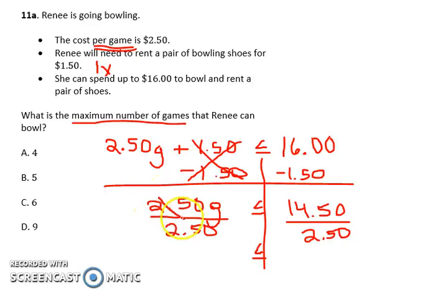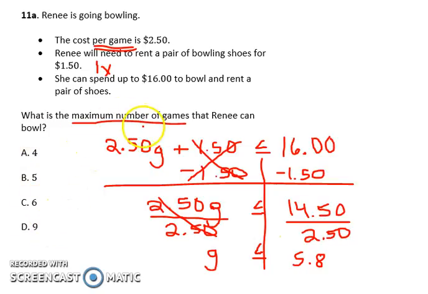2.50 divided by 2.50 cancels out. I'm left with just the G, less than or equal to 14.50 divided by 2.50, which is 5.8. Huh. 5.8 is not an answer choice.